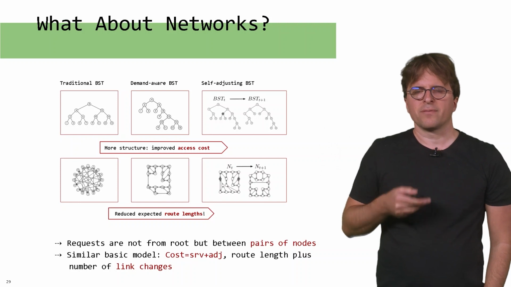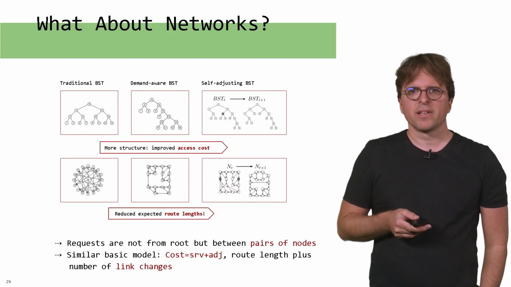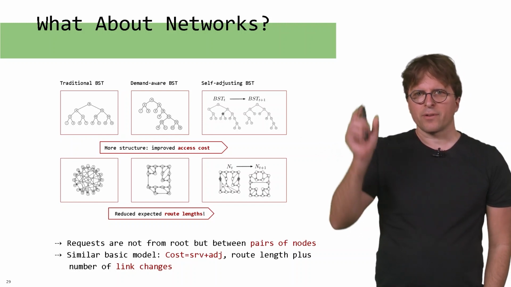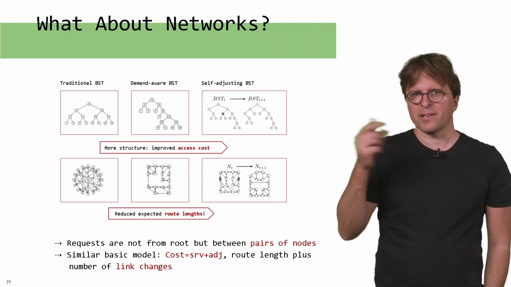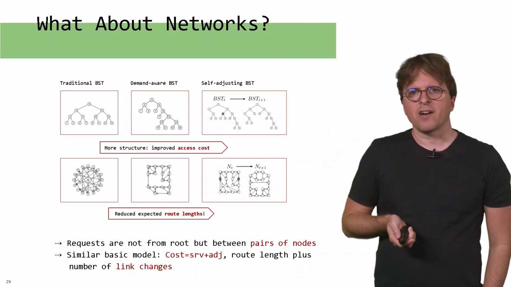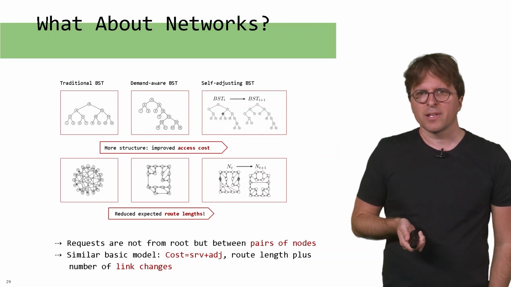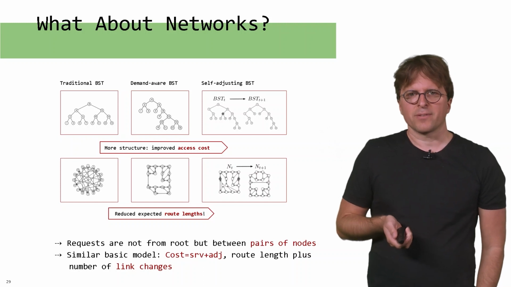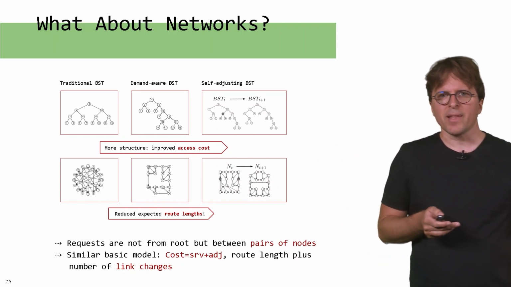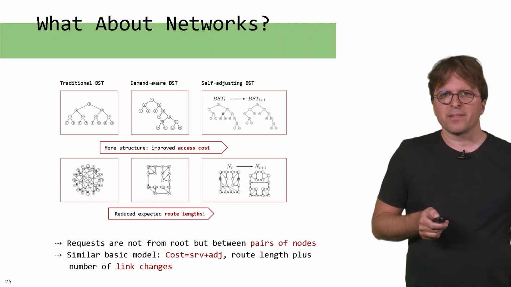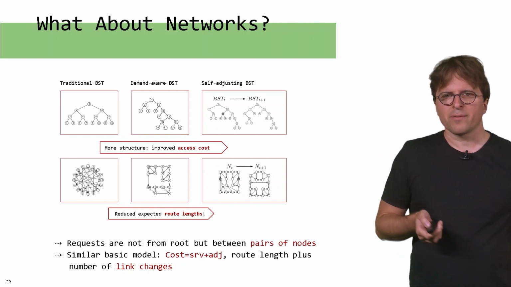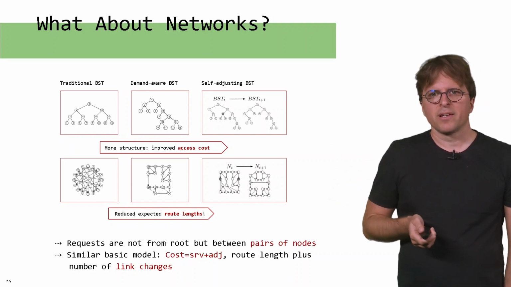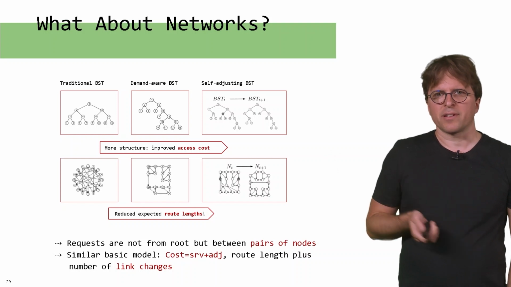But of course, we are very much interested in networks in this course. So what is the difference here? In a data structure, requests always come from a root, like in a binary search tree or also in a Huffman tree, where we have this access from the root. In a network, routing happens between any pairs of nodes, right? So that's a difference here. And also we have this cost model in the network context, where we have on the one hand serving costs and adjustment costs. So for example, route length plus the number of links that we change.